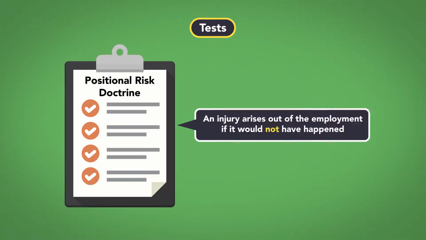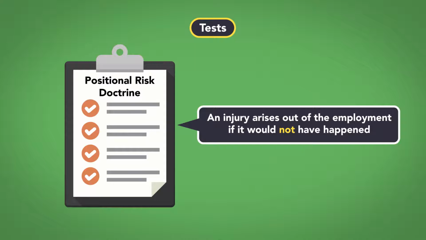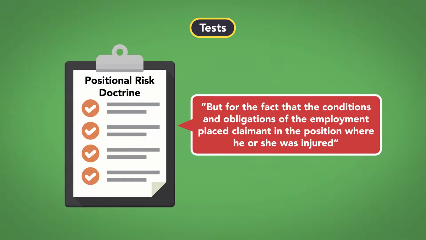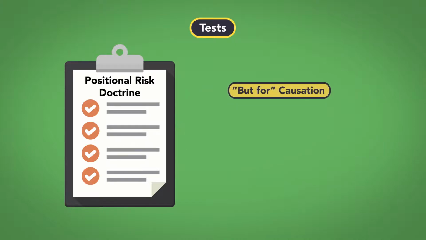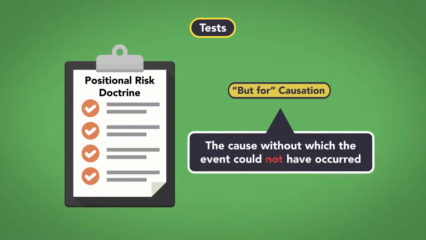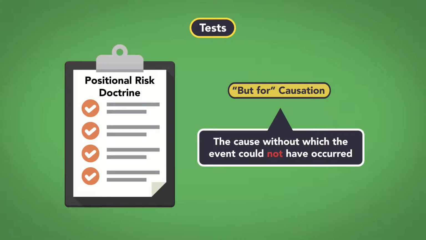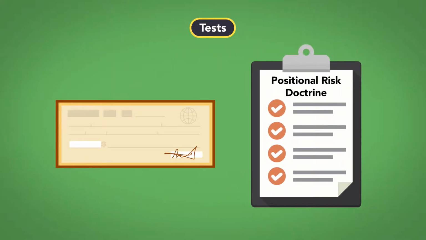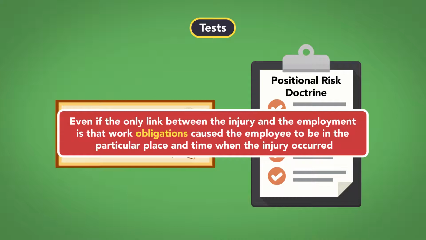This doctrine states that an injury arises out of the employment if it would not have happened but for the fact that the conditions and obligations of the employment placed claimant in the position where he or she was injured. But for causation is defined as the cause without which the event could not have occurred. The positional risk doctrine provides compensation even if the only link between the injury and the employment is that work obligations cause the employee to be in the particular place and time when the injury occurred.